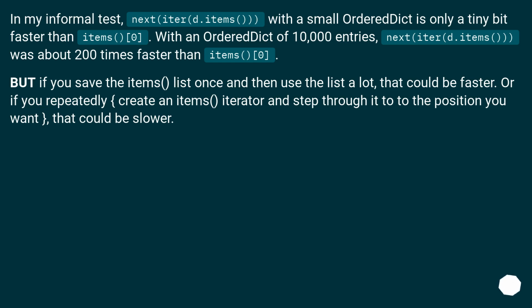In my informal test, next of OrderedDict.items, with a small OrderedDict, is only a tiny bit faster than items, 0. With an OrderedDict of 10,000 entries, next of OrderedDict.items was about 200 times faster than items, 0. But if you save the items list once and then use the list a lot, that could be faster. Or if you repeatedly create an items iterator and step through it to the position you want, that could be slower.